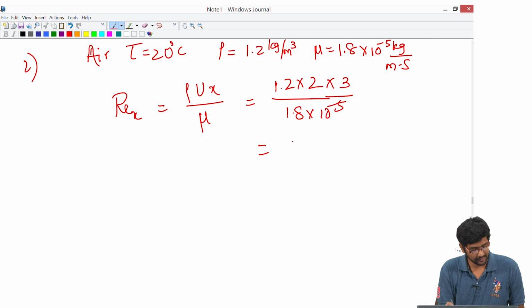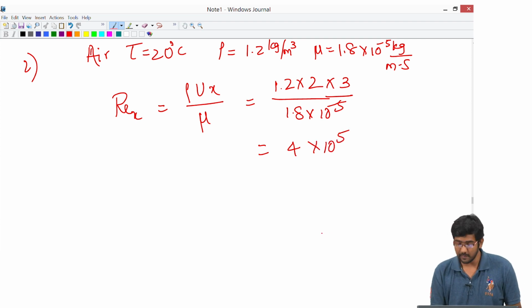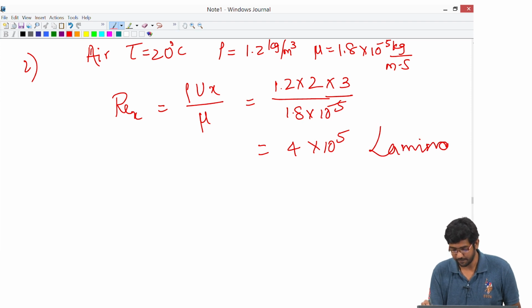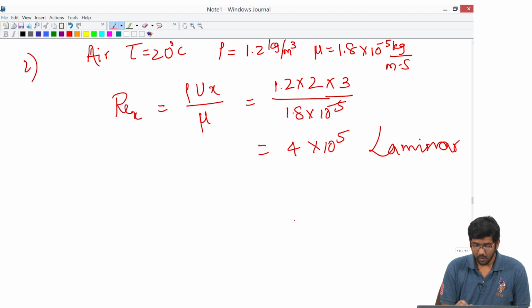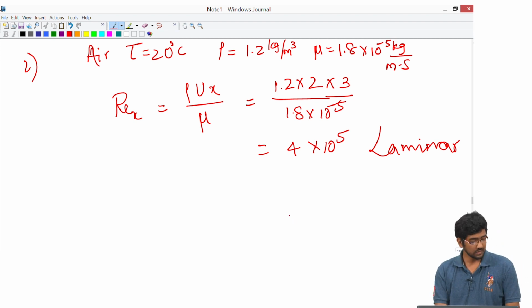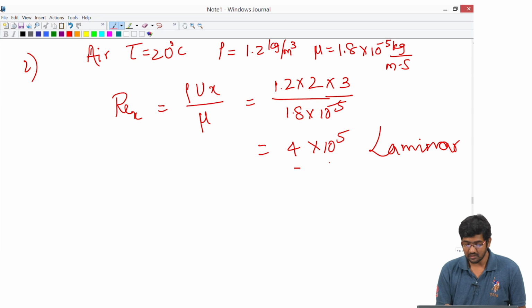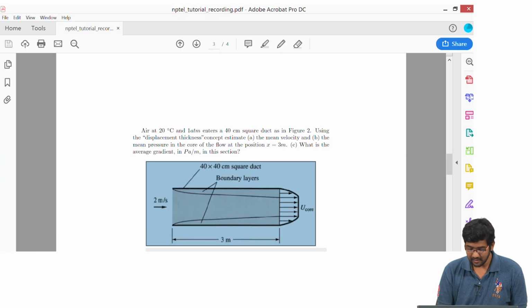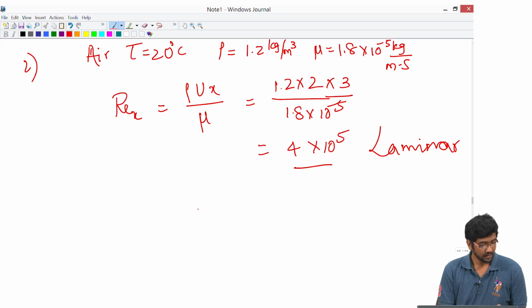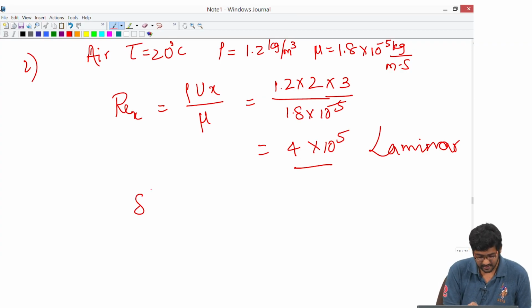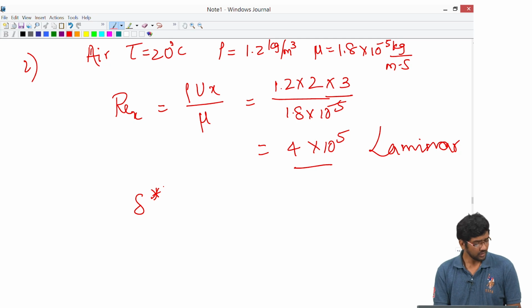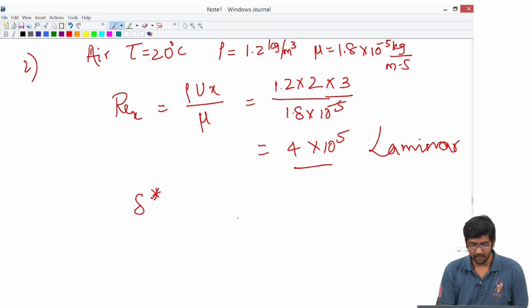Substituting all this, we will get the Reynolds number as 4 into 10 power 5, which means the flow is laminar as it is a plate problem. Now, using the displacement thickness concept, as we know the Reynolds number and we know the distance, which is x equal to 3 meters, we will be able to calculate the displacement thickness, which is delta star. There are two formulas to calculate delta star. One is based on the exact calculation, which is 1.